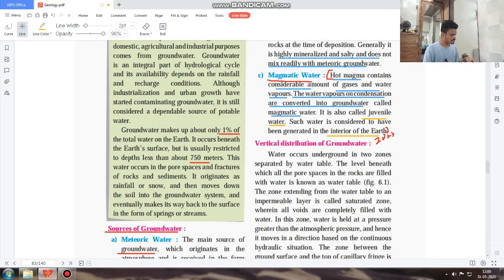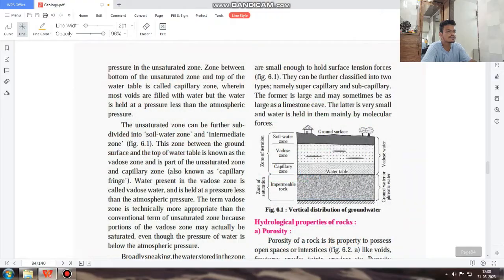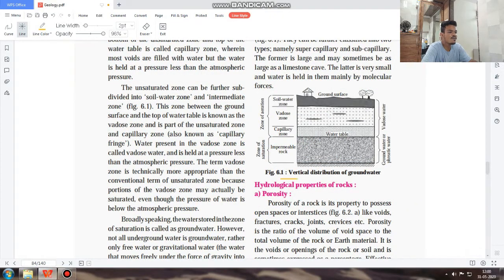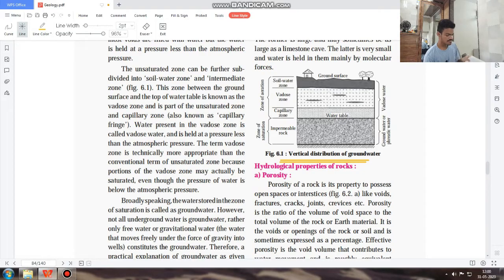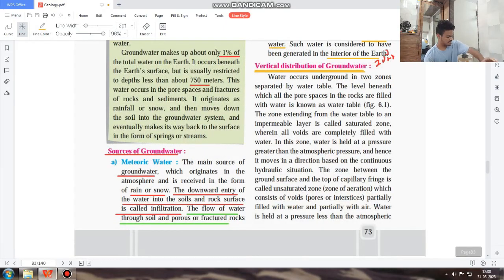Now this is one question that definitely comes: vertical distribution of groundwater. This had come for 4 marks, and this entire answer along with the diagram had come for 4 marks. Let's see where the answer goes. What can you infer from this?